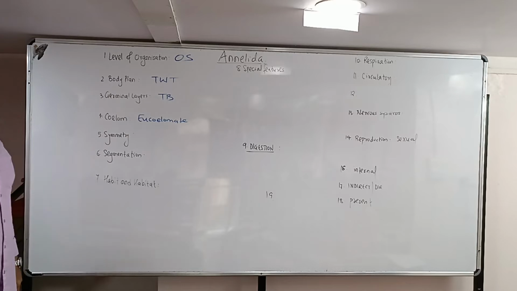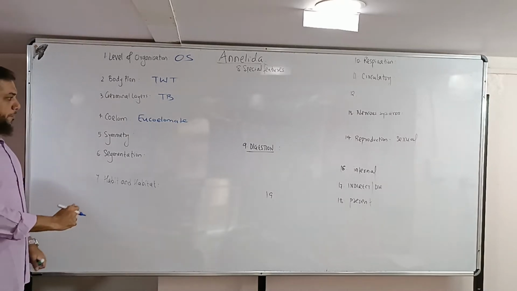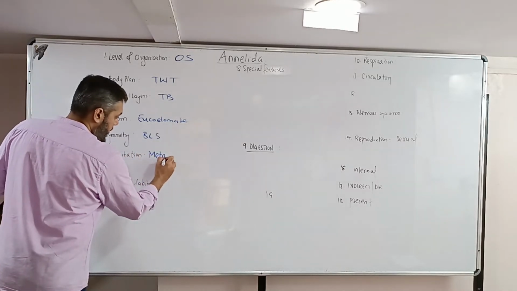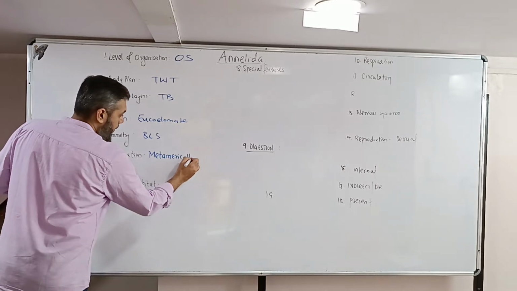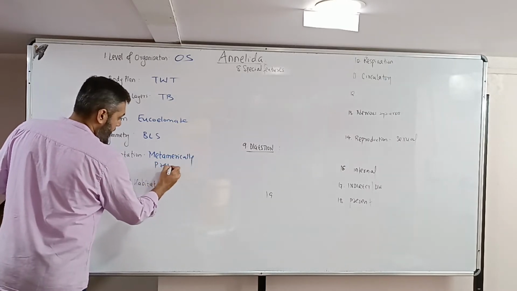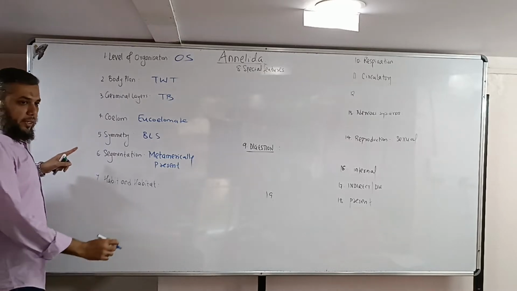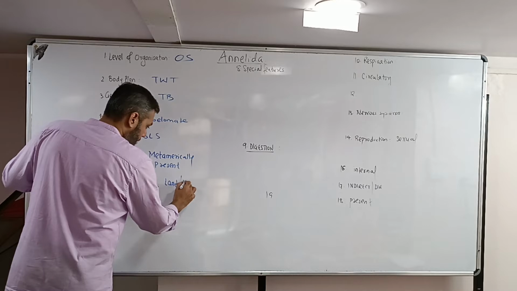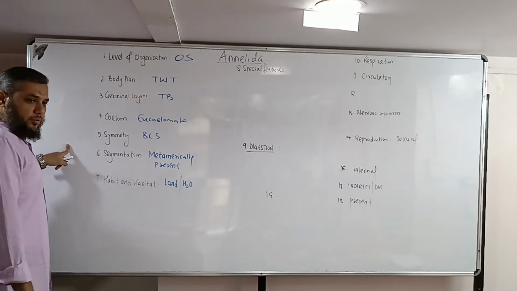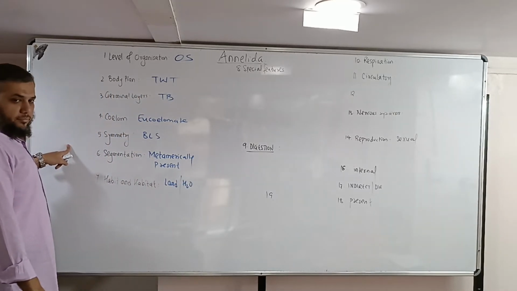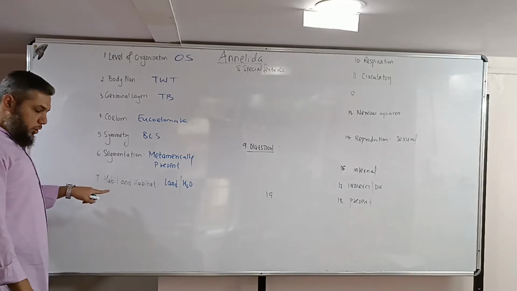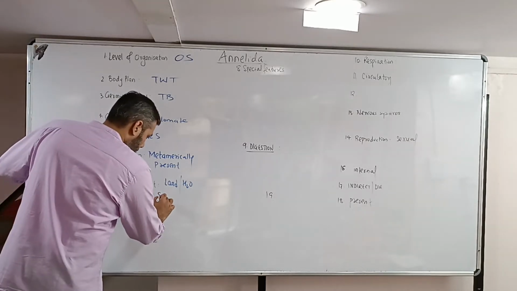So for the first time, true coelom begins with phylum Annelida. Symmetry, bilateral. Segmentation, metamerically segmented. So segmentation is present. Habit and habitat. They are found on land as well as in water.